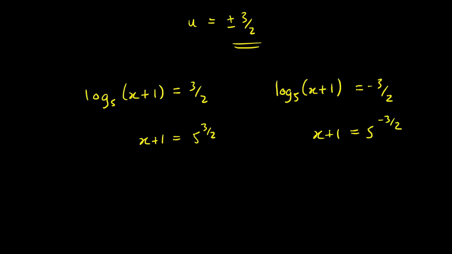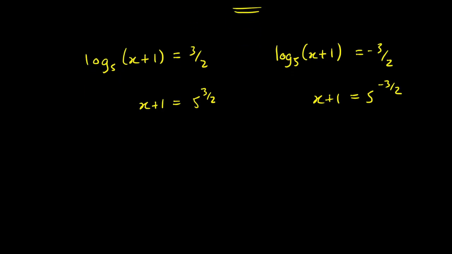Okay, well, what are the indices rules? This guy here means, the denominator means root, so this is the square root of 5, and then all to the power of 3. So let's write that. This is the square root of 5, all to the power of 3. And what about on this side here? Well, same thing, but we've got the negative power. So the negative power means we've got 1 divided by that. So this is going to be 1 divided by the square root of 5 to the power of 3.